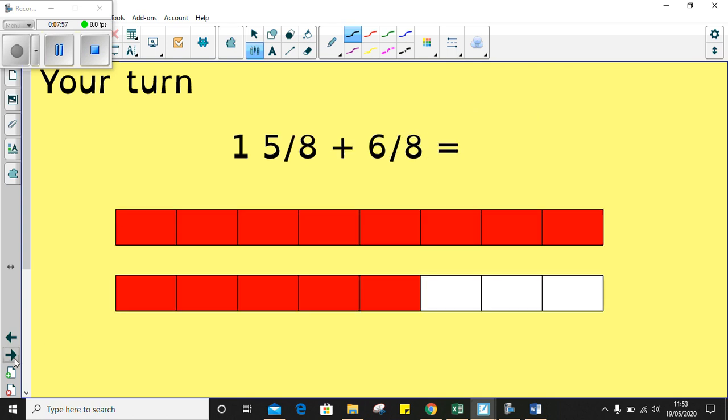Again, I want you to have a go at this one. If you got that last one a little bit wrong, think about how you can change it this time. Make sure you pause the video. I'm just going to go through it now. So you've got 1 5/8 here, and I'm going to get rid of 1, 2, 3, 4, 5, 6, 7, 8, and I've got 1, 2, 3, 4, 5, 6, 7, 8 remaining.